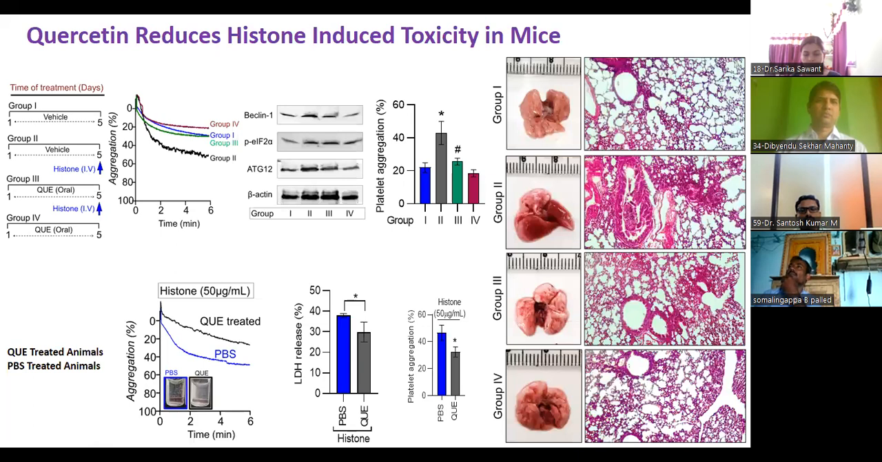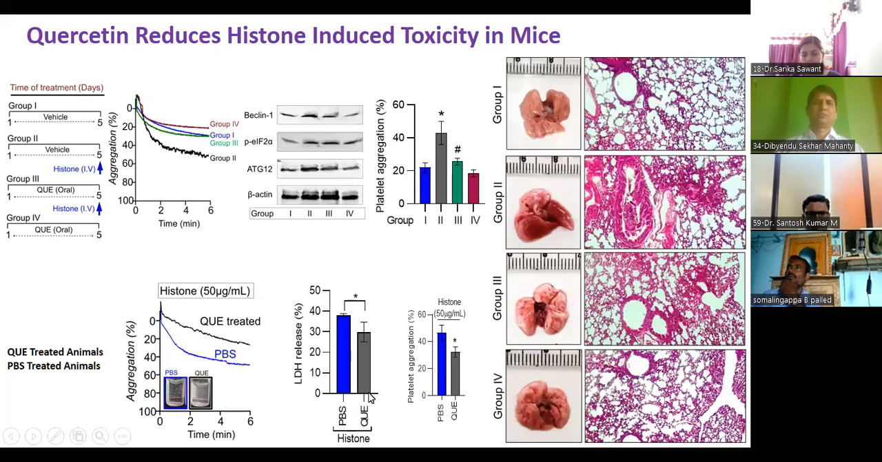And after the 5th day, we sacrificed the animals, isolated the platelets, and performed platelet aggregation of platelets from quercetin treated animals and PBS treated animals in presence of histone. In case of quercetin treated platelets, when we add histone, these platelets are primed platelets, and aggregation was very low when compared to PBS treated animals. This clearly suggests priming of platelets with quercetin before the exposure of histone prevents aggregation to some extent.